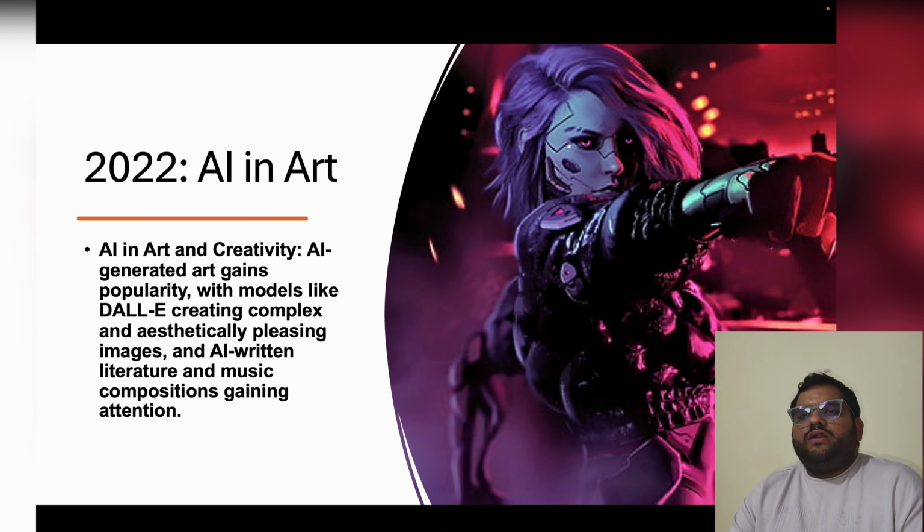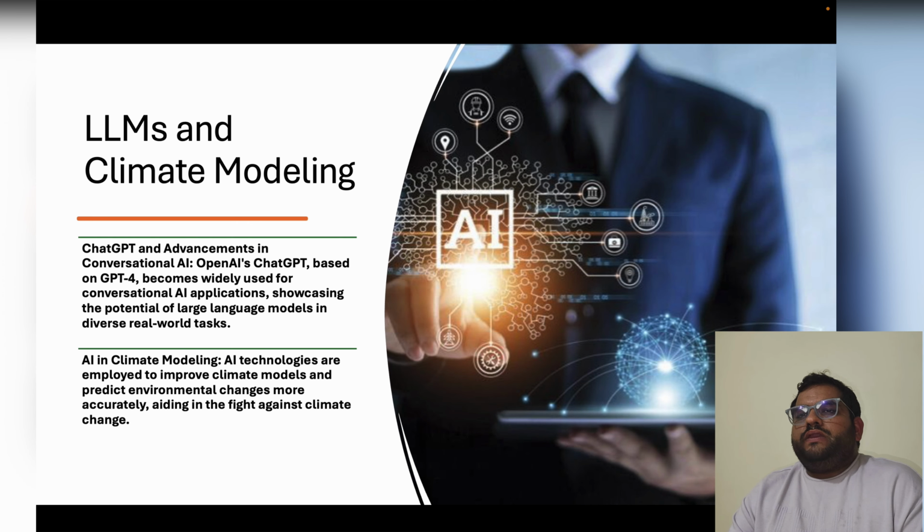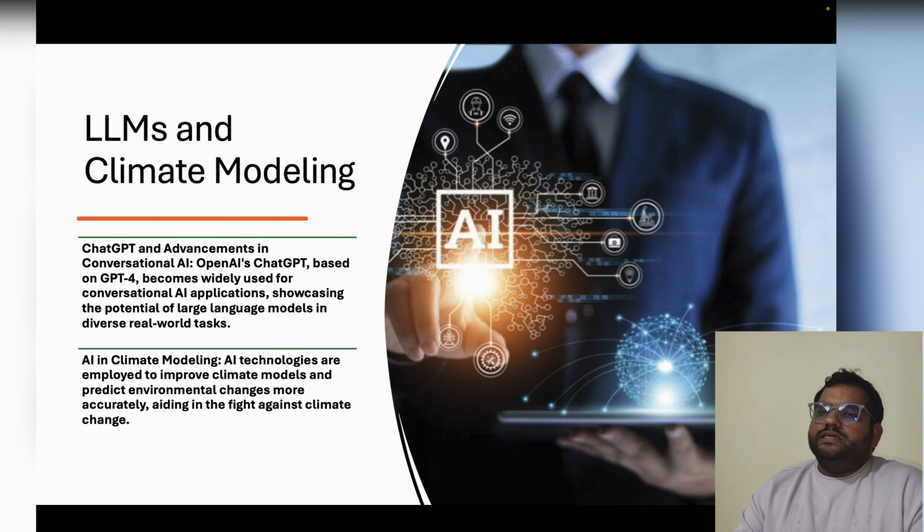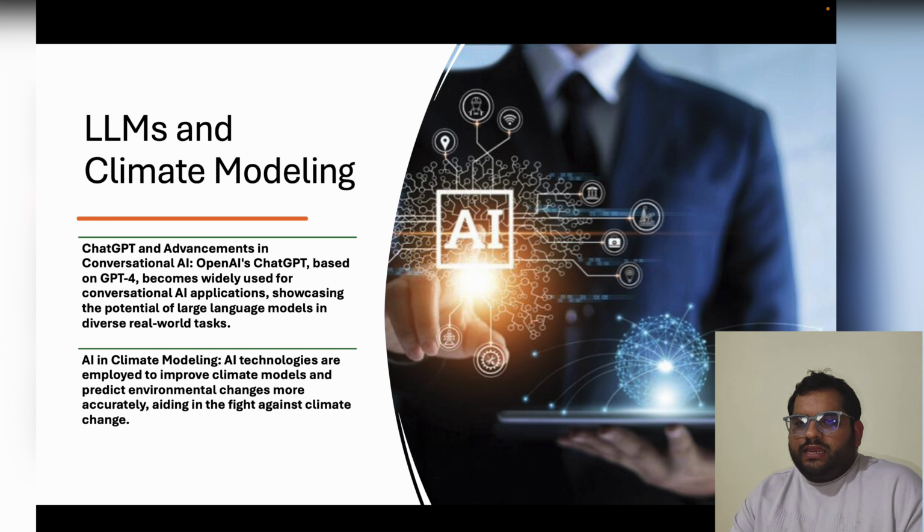In 2022, they got into art, where AI is writing literature, composing music, and gaining a lot of attention. Now, in 2023, LLMs and climate modeling came up. ChatGPT came up with GPT-4, and they are doing 4o mini also, and a lot of things. So AI is moving very fast right now, and in the last 20-24 years, data science has changed like anything.